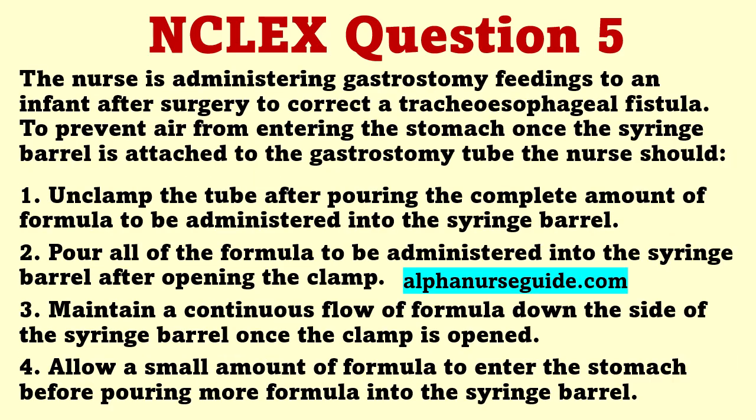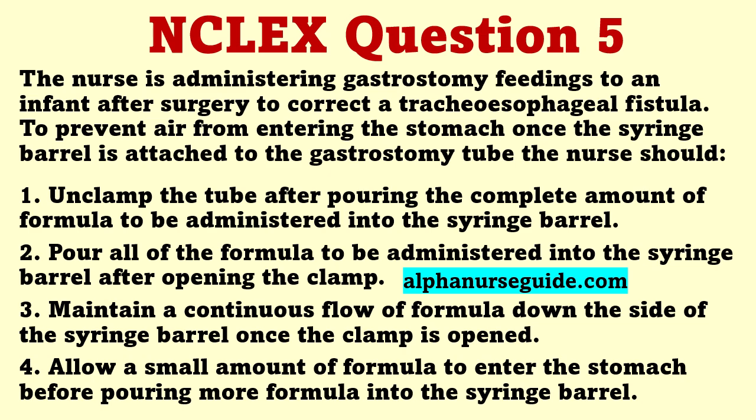compress the nipple. The nurse is administering gastrostomy feedings to an infant after surgery to correct a tracheoesophageal fistula. To prevent air from entering the stomach, once the syringe barrel is attached to the gastrostomy tube, the nurse should 1. Unclamp the tube after pouring the complete amount of formula to be administered into the syringe barrel. 2. Pour all the formula to be administered into the syringe barrel after opening the clamp. 3. Maintain a continuous flow of formula down the side of the syringe barrel. 4. Once the clamp is opened, allow a small amount of formula to enter the stomach before pouring more formula into the syringe barrel.